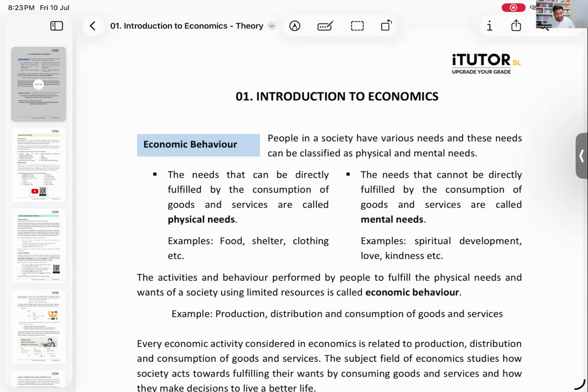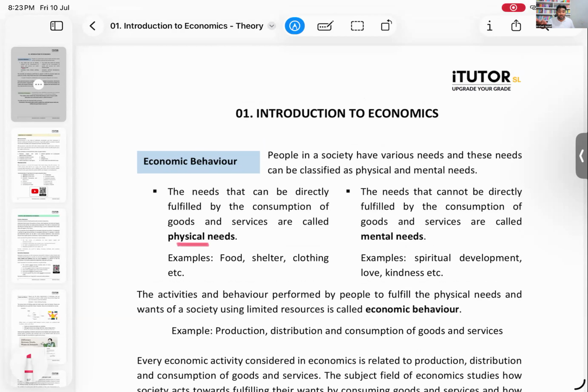Examples that we have, for example, food. You have the need for food, you buy a kottu. Getting a good, it sorts it. You have the need for a house, need for shelter, you buy a house, problem solved. You have the need for clothing, you buy some fancy clothes, you wear something, problem solved. So if you can fulfill a need or want by consuming a good or service, that's called a physical need, or we can call it a physical want.